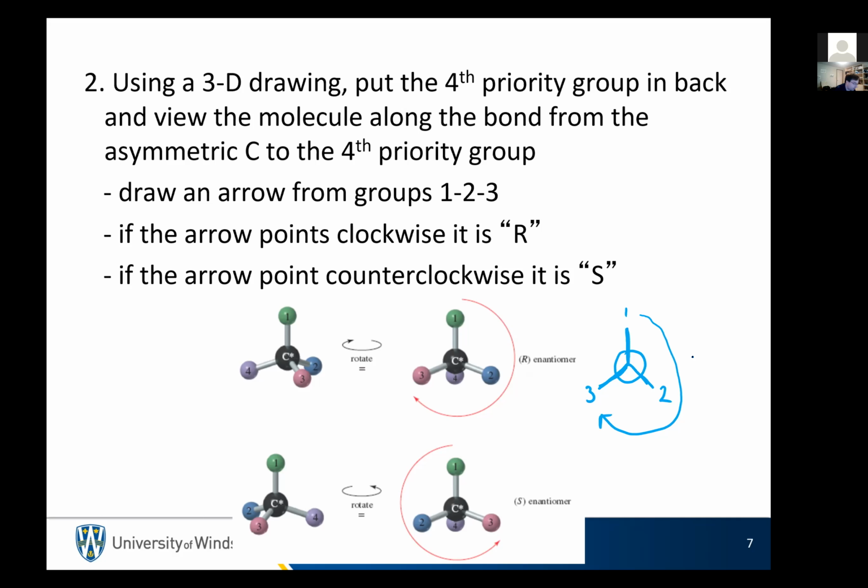This is clockwise. And this makes this an R enantiomer. This other enantiomer is anti-clockwise or counterclockwise. I don't think anti-clockwise is a word. Should be. Shorter right than counter. So it's the S enantiomer. And that is completely arbitrary. But it is what it is.